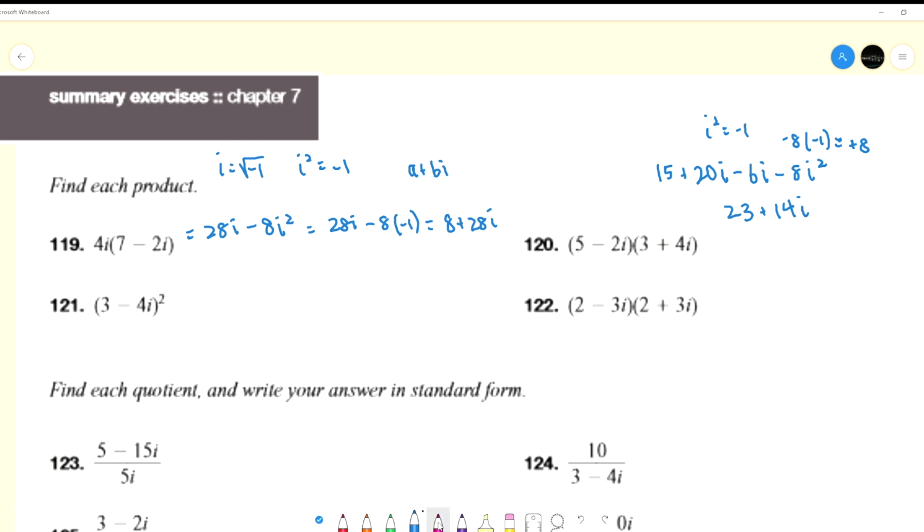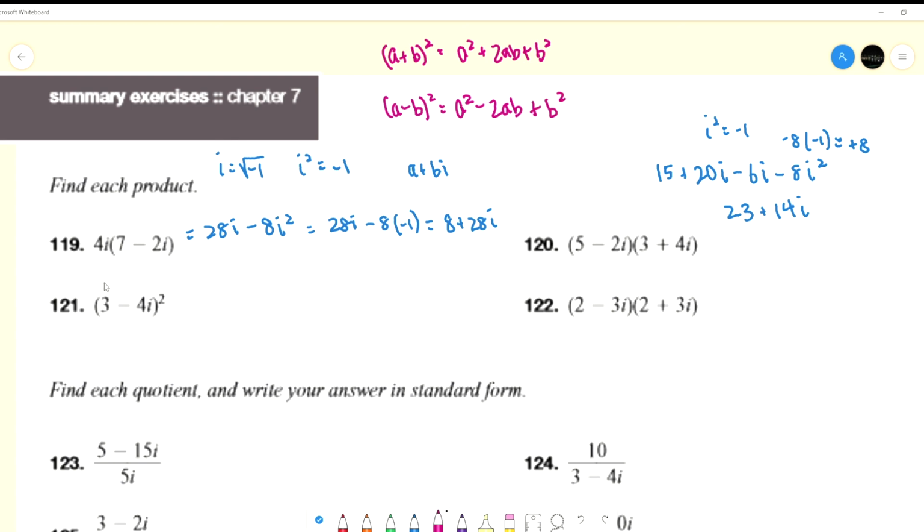Okay, so now for 121, we have our binomial squared, right? And for binomial squared, I'm going to write up here on the top. We had a plus b squared, and then we had our a minus b squared. So the first one, when it's plus, is a squared plus 2ab plus b squared. And then the minus is a squared minus 2ab plus b squared.